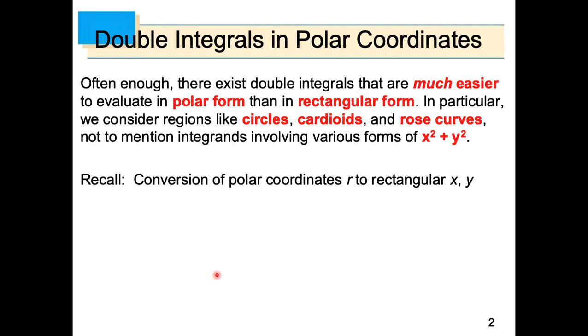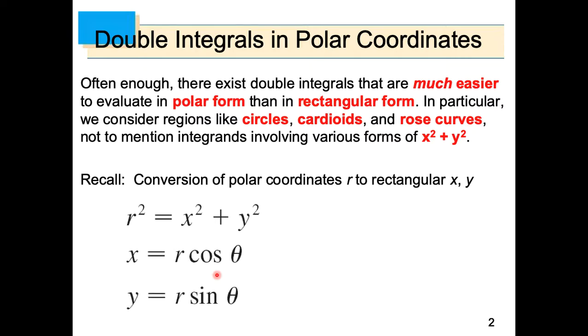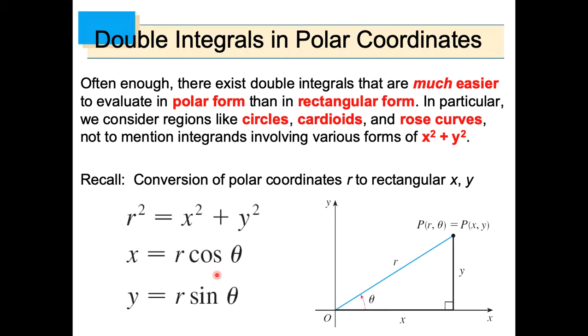Let's do a little recollection of polar coordinates. Recall that these formulas are the polar coordinate conversion formulas. So r squared is equal to x squared plus y squared. x equals r cosine theta. y equals r sine theta. And this is all based off of this picture here. The Pythagorean theorem helps a lot with that. So hopefully I'm not really showing you anything new.